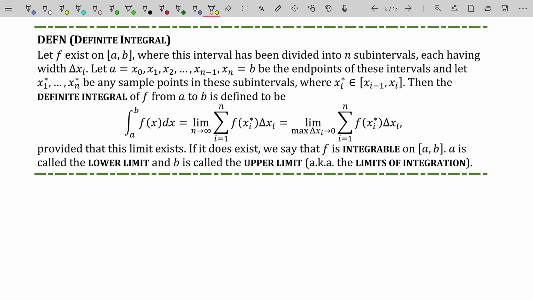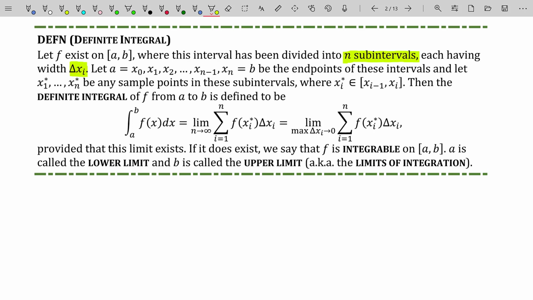So here we are. This is the actual definition of the definite integral, which is what we just basically developed, the area underneath the curve. So the actual definition says the following: let f exist on a closed interval from a to b, where this interval has been divided into n subintervals, each having a common width delta x. I actually put here delta x sub i because the reality is a true definition of a definite integral does not require us to have a constant delta x.